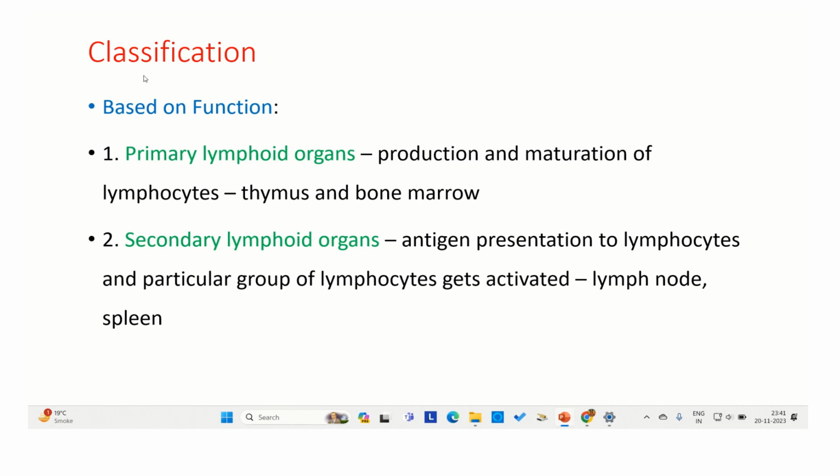Classification of these lymphoid organs based on function: primary and secondary. In primary lymphoid organs, production and maturation of lymphocytes takes place. Example, thymus for T lymphocytes and bone marrow for B lymphocytes. In secondary lymphoid organs, antigen presentation to lymphocytes occurs and a particular group of lymphocytes gets activated. Example, lymph node and spleen. Here also there is production of lymphocytes, but it is not from precursors, it is from pre-existing lymphocytes.